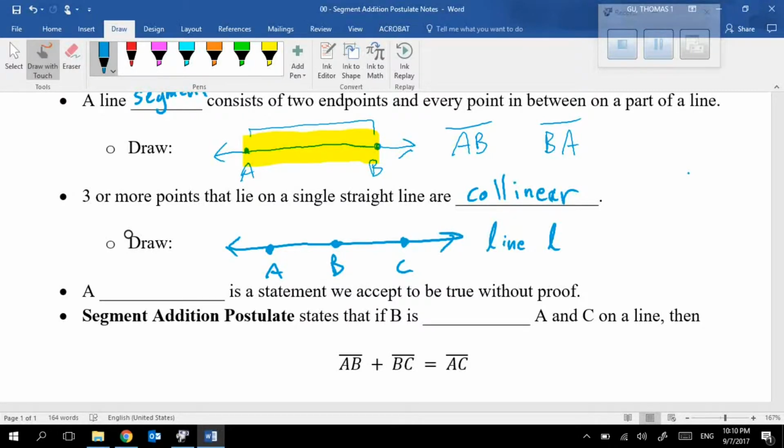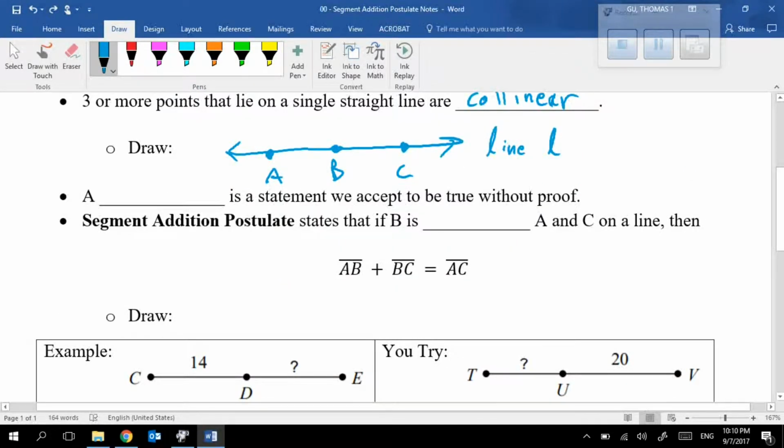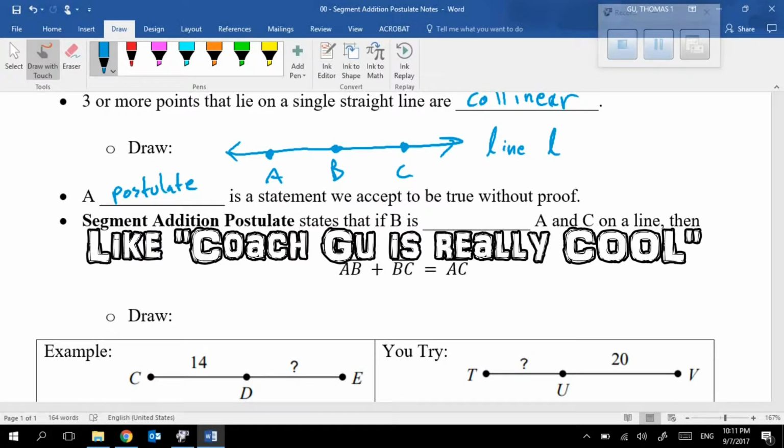Alright, now let's go to some new vocabulary. A blank is a statement we accept to be true without proof. And that would be, can you guess? The word is in the title of this notes page. It would be postulate. That is right. A postulate is a statement we accept to be true without proof.